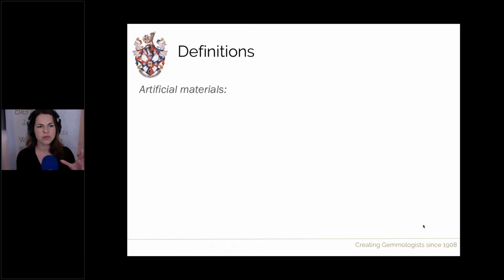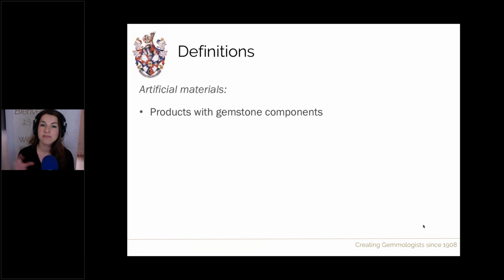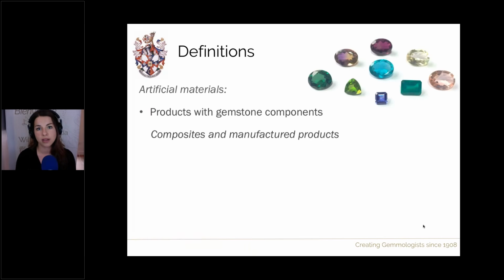So really, there are three different groups that artificial materials can fall into. The first group that we're going to talk about briefly are artificial products that are made from gemstone components. So when we're talking about this, we're talking about composite gemstones and other manufactured products as well. So composite gemstones are those that are made out of two or more parts, as in this example here. These are all pseudostones that are made out of a colourless crown and a colourless pavilion and then coloured glue. And these are made to imitate other gemstones.